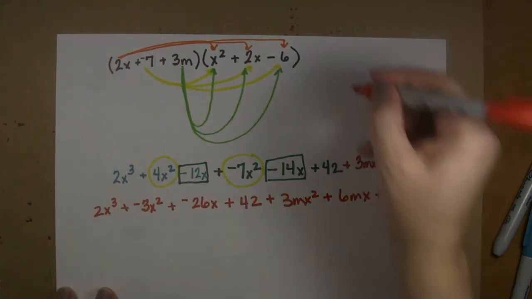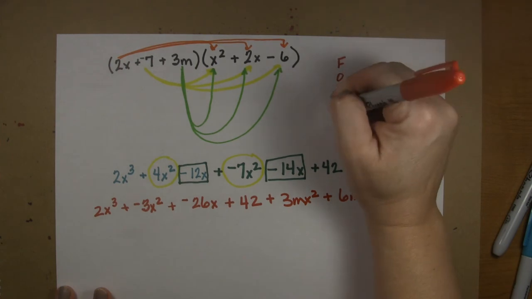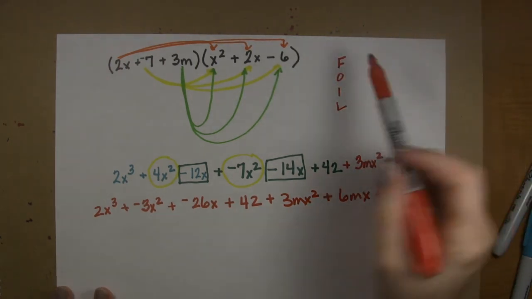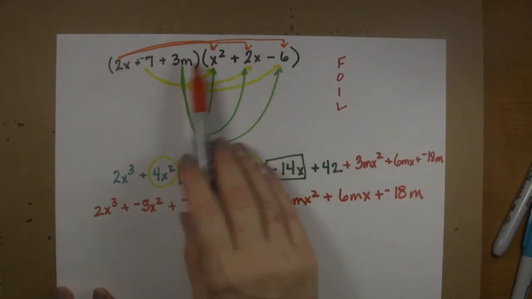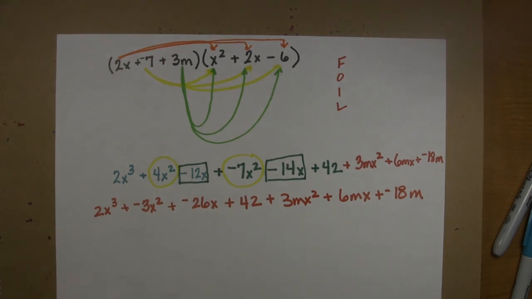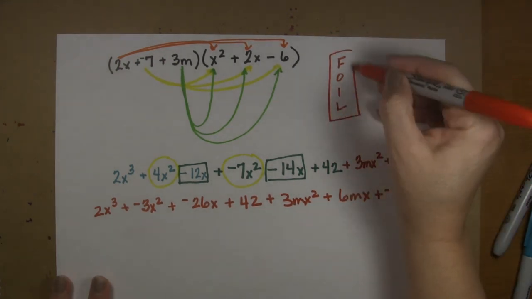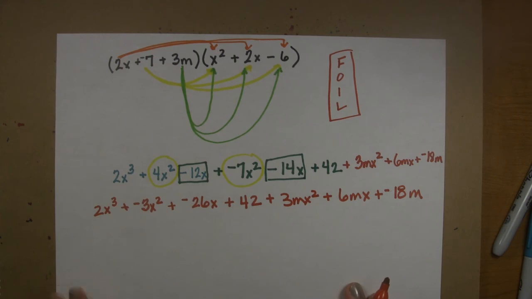So technically, you can only use FOIL if you're multiplying binomials, but you see it's the same sort of pattern over and over again. It is often referred to in textbooks and by teachers as the FOIL method. That's why I wanted to make sure that you knew that terminology. All right, well, congratulations. Now you know how to multiply polynomials of any size.